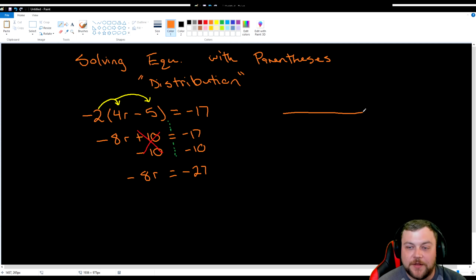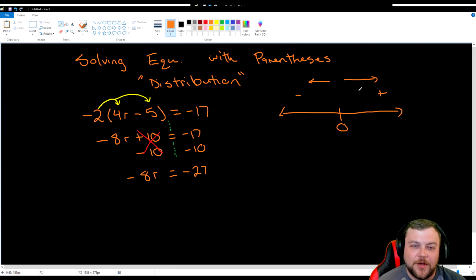The way that you can kind of think of this is you have your number line and 0. Over here is the negative world. Over here is the positive world. So if you're subtracting, you are moving to the left. If you are adding, you are moving to the right. There are some extra times, a little bit more complex problems, that will be a little bit different from this, but for the most part, this is going to get you through it. Okay? So then we are at -8r equals -27.